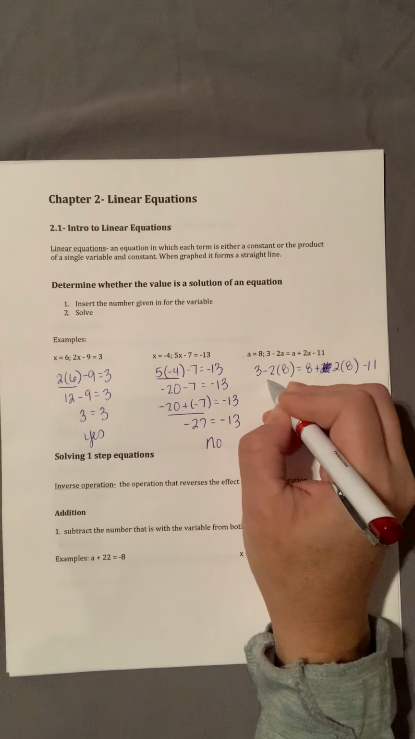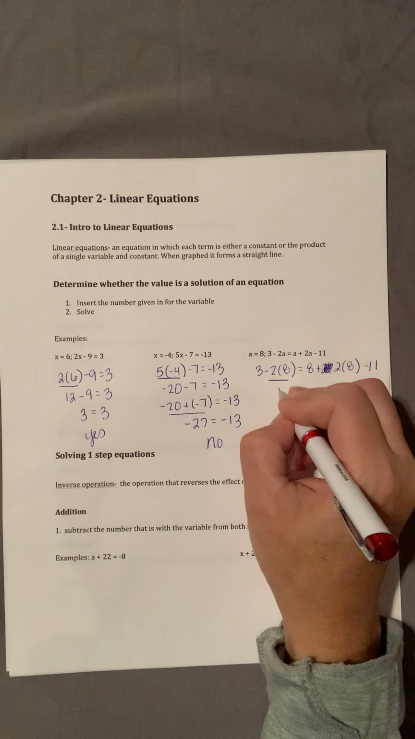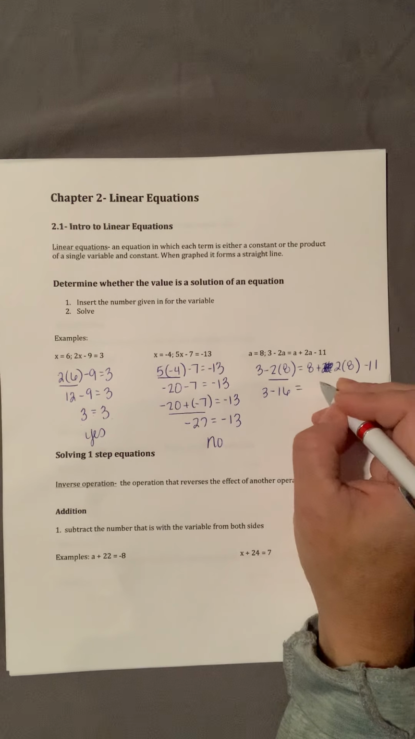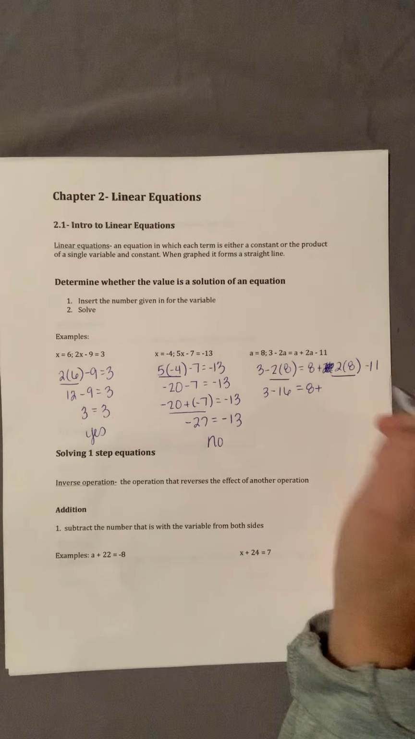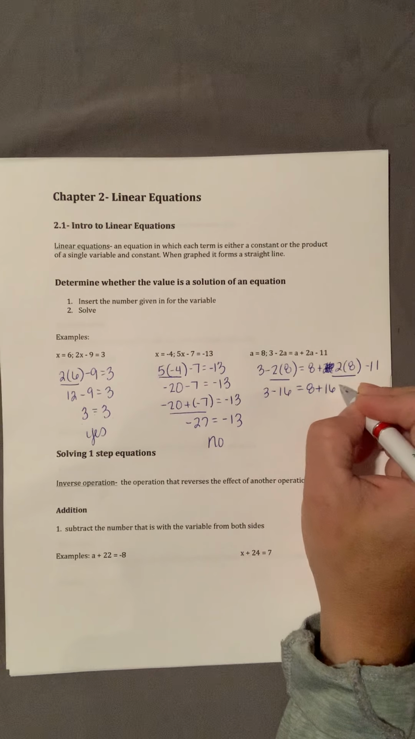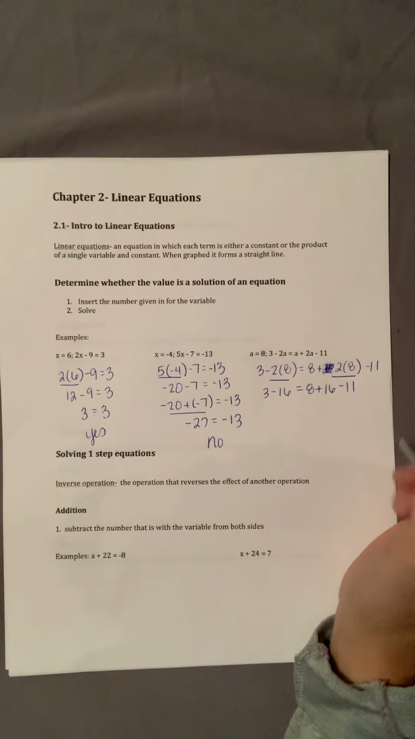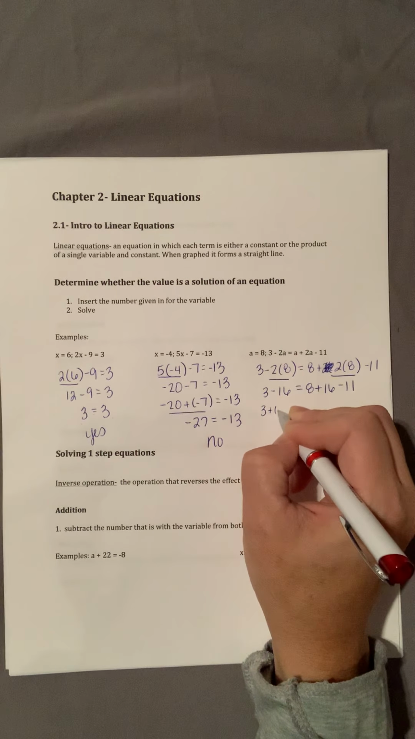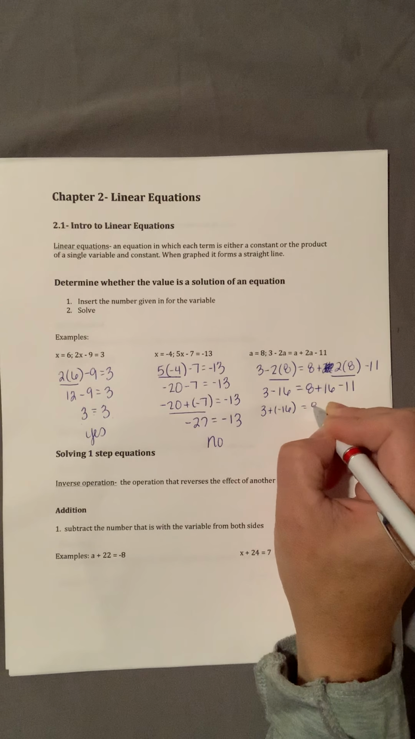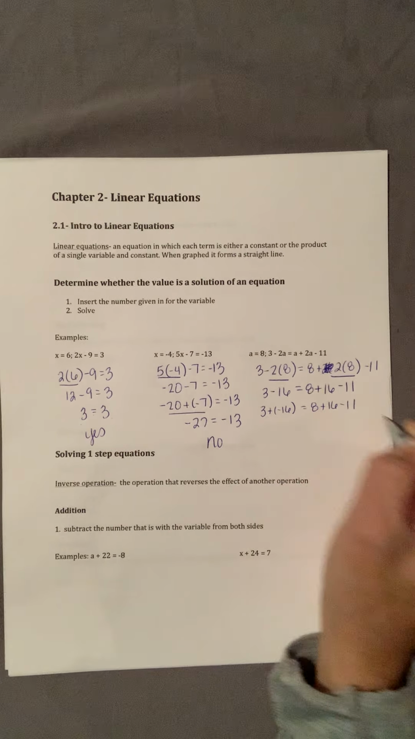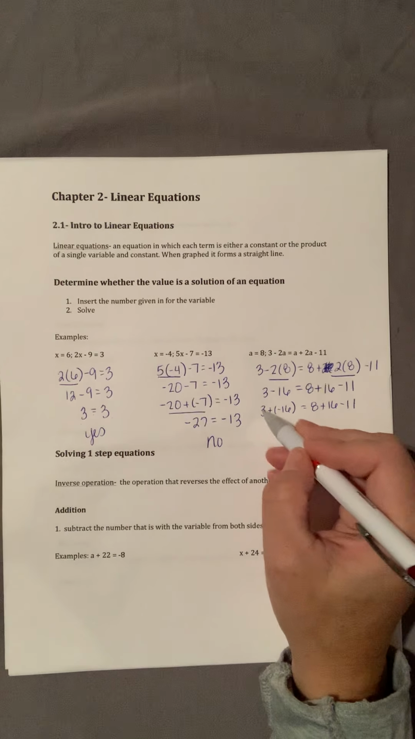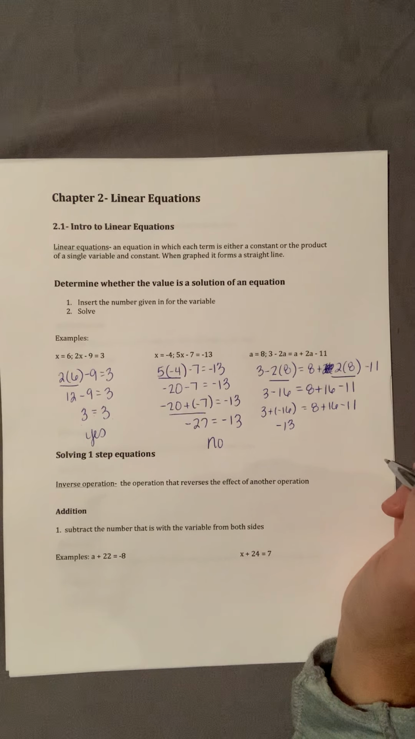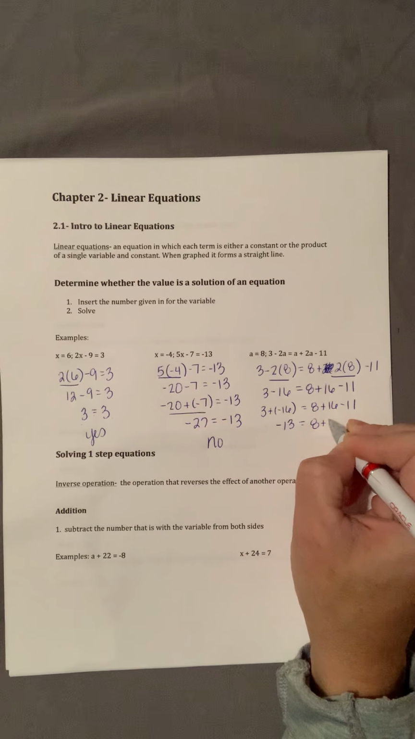Okay, so I have multiplication. 2 times 8 is 16, so I have 3 minus 16. I have 8 plus 2 times 8, which is 16, minus 11. Can't take 16 away from 3, so I have to do keep, change, change. That's one of each, and when you have one of each, you subtract, you get negative 13.